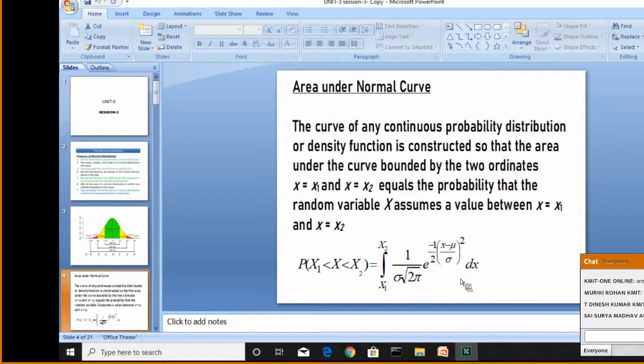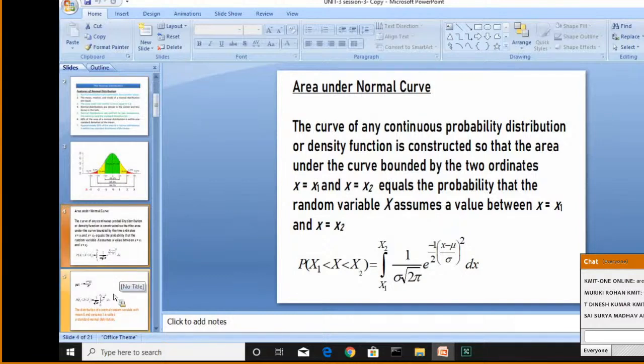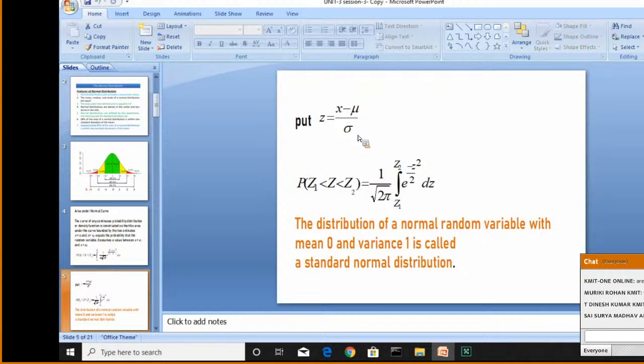Now our aim is to change from the x variable to the z variable. That means we will give the substitution z equal to x minus mu by sigma. Let me go to the next slide. We are putting z equal to x minus mu by sigma. I am not going for the derivation of it, since that part of the derivation you are not going to get for the examination. Then we give the substitution. Our lower limit and upper limit will change, but x1 and x2 are variables, so we don't know what the value will be. That is why we will write the lower limit in terms of z, that is z1, and this is z2.